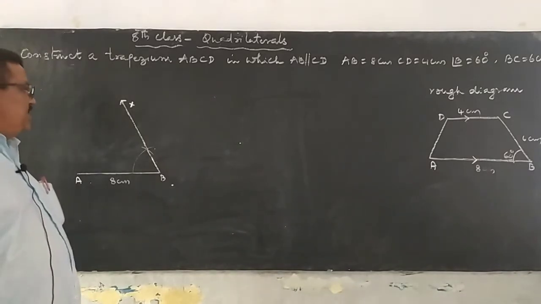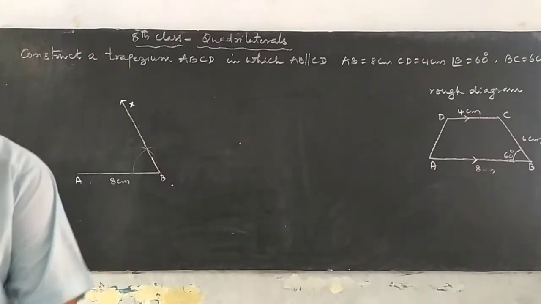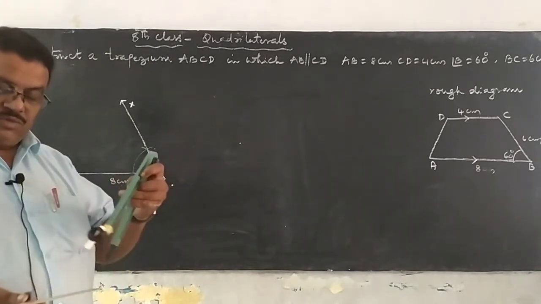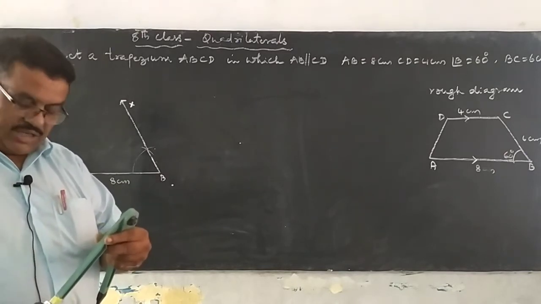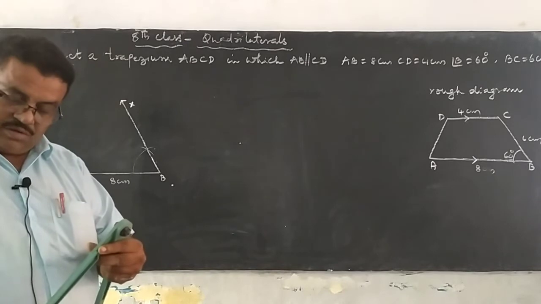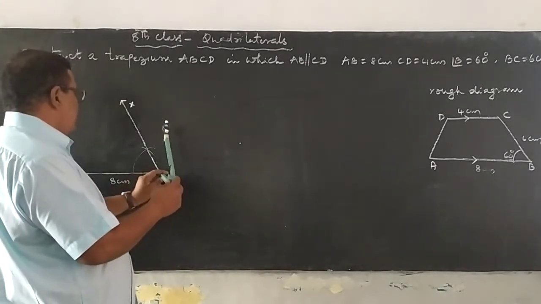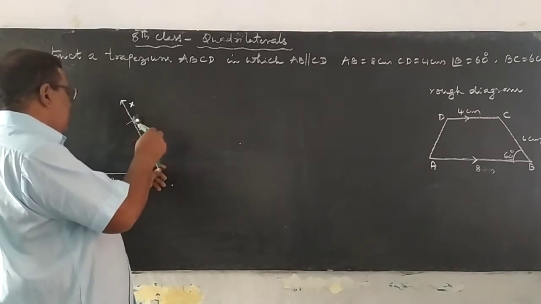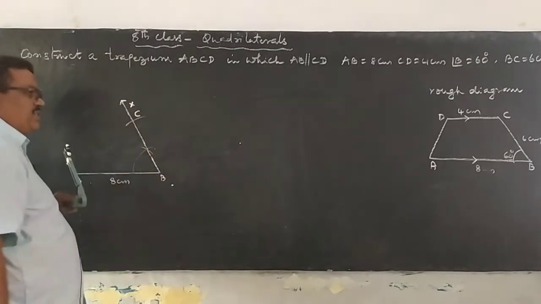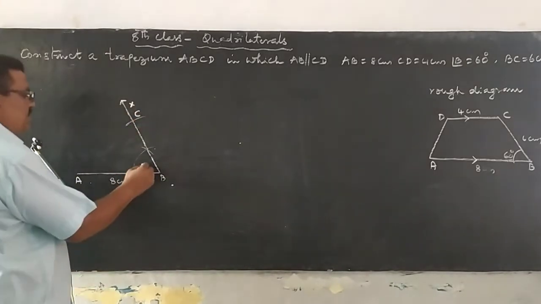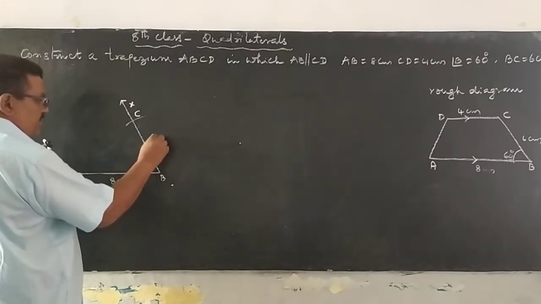Now, BC is how much, children? BC is 6 centimeters. Take 6 centimeters on the scale. Draw an arc intersecting the ray BX at C. The intersecting point is taken as C. This is 60 degrees and this one is 6 centimeters.